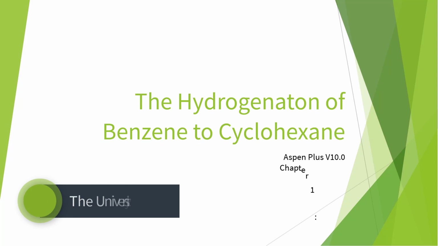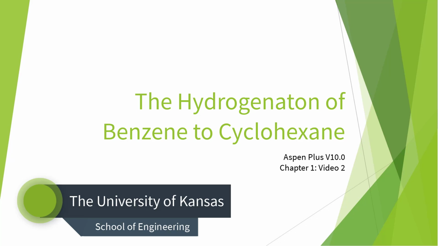This concludes the second video of the Hydrogenation of Benzene to Cyclohexane series for Aspen Plus version 10. Please continue to video 3, which shows the addition of recycle streams, convergence blocks, heat curves, and unit sets.